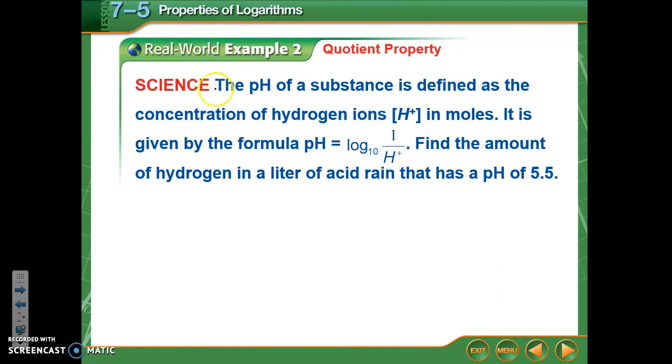Here we have a word problem to do that with. It says the pH of a substance is defined as the concentration of hydrogen ions in moles. Sounds like chemistry, right? It is given by the formula pH is equal to log base 10 of 1 over H plus, the concentration of hydrogen ions. We're going to learn more later in the chapter about log base 10. Log base 10 shows up in lots and lots of science applications and other applications like that. It's a super common logarithm. So it says, find the amount of hydrogen in a liter of acid rain that has a pH of 5.5.